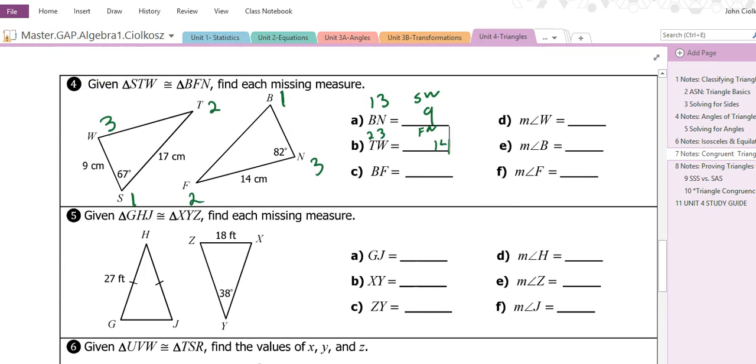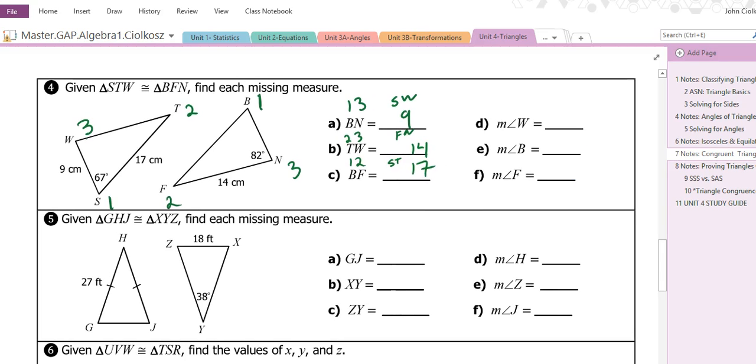Let's check out BF. So BF is 1 and 2, ST, which is just 17. W is angle 3, so angle 3 is N, which is just 82. B is angle 1, and angle 1 over here is S, which is 67. F is angle 2. I don't know that angle yet, but I do know angle W is 82. Now I have 2 of the 3 angles.